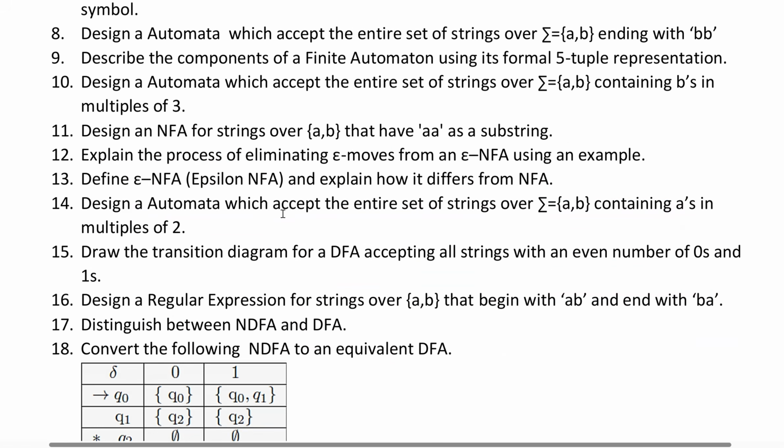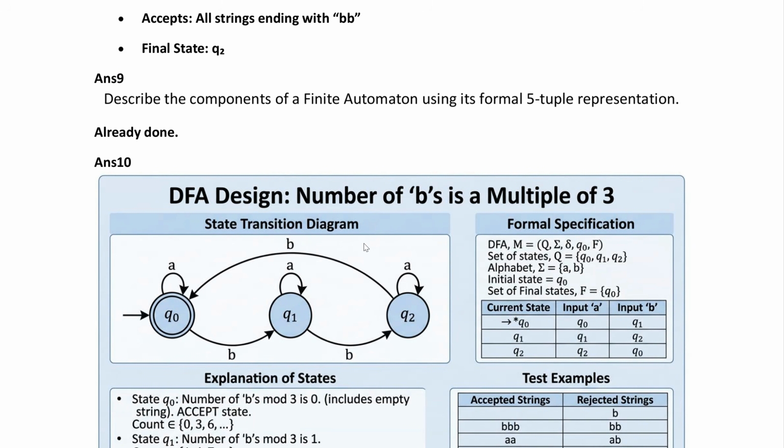Now we jump to question number 10. That is, we have to design an automata which accepts the entire set of strings over input alphabet sigma, where A and B are input symbols, containing B's in multiples of 3.